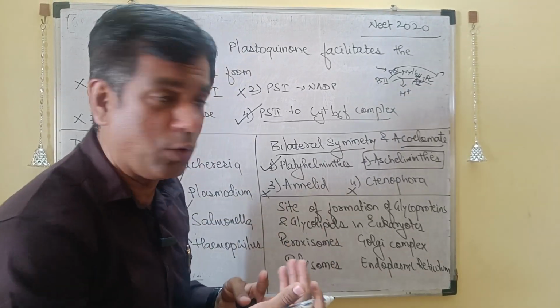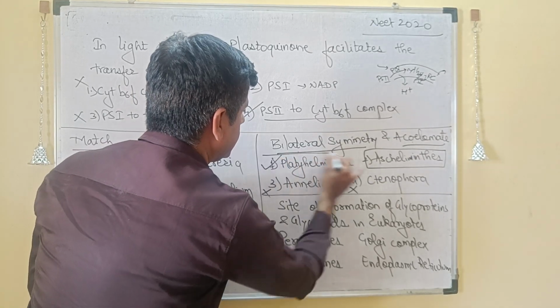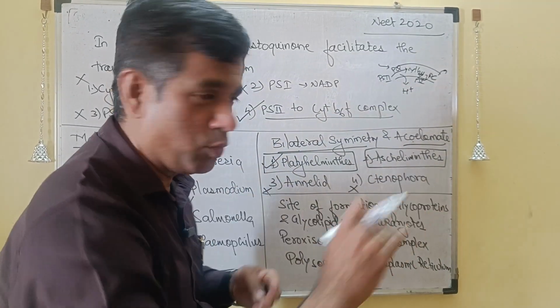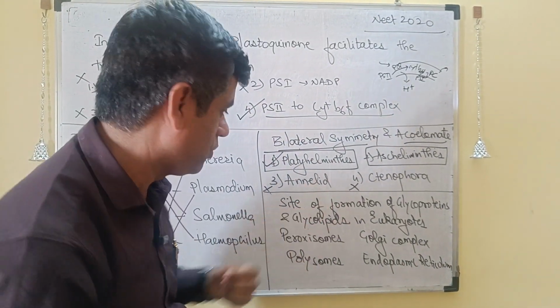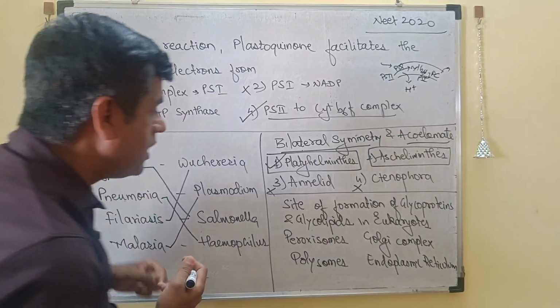They all are coelomates. So bilateral and acoelomate is your Platyhelminths, the flatworms, the liver fluke Fasciola, what you call the Taenia, the tapeworms, right?